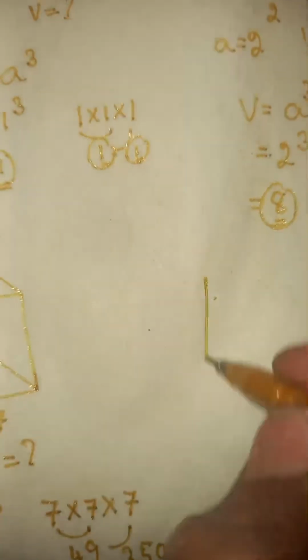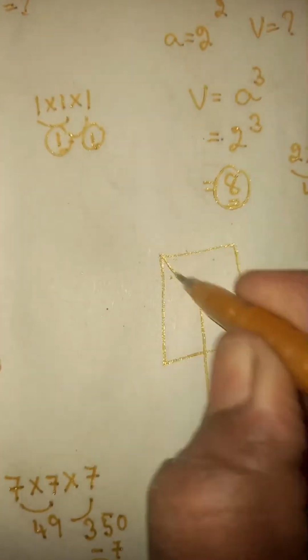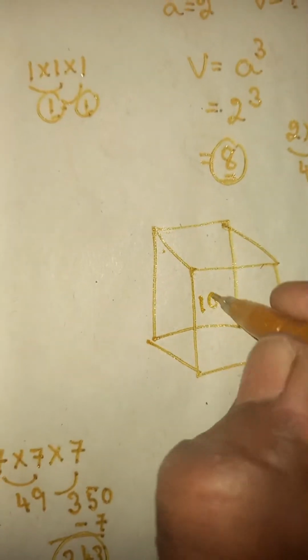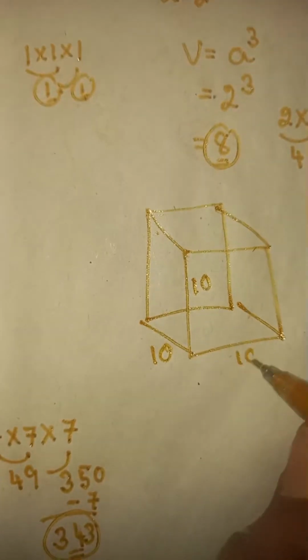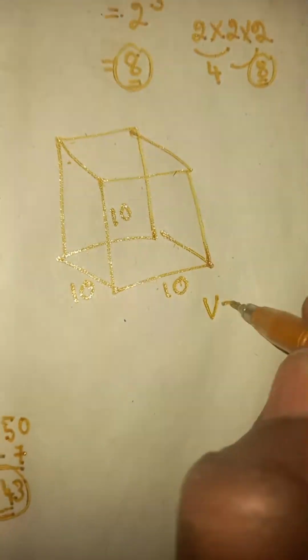Let's take one more cube. In this cube they have given all the edges of the cube as 10 units. Now you need to find the volume of the cube. Here also you can do it in the same way. The volume of the cube, you need to find it.